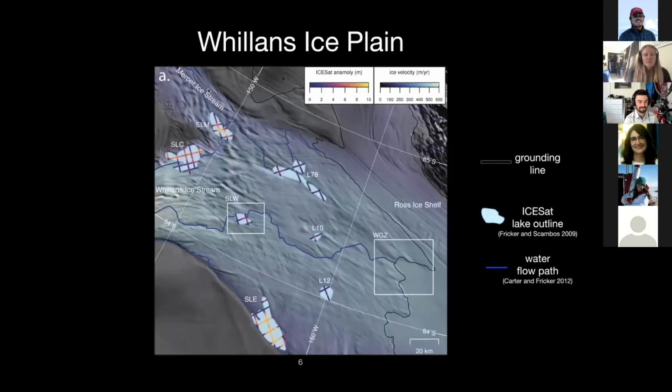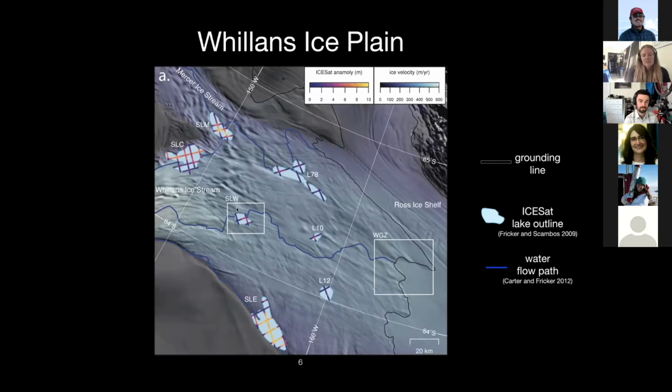So like I mentioned before, we collected data in a fast flowing region called the Whillans Ice Plain. And the Whillans Ice Plain is underlain by active subglacial lakes, which is why I mentioned those before. So we went and collected magnetotelluric data at a subglacial lake, Whillans Subglacial Lake, or SLW, and also where we think this lake drains beneath the Ross Ice Shelf.